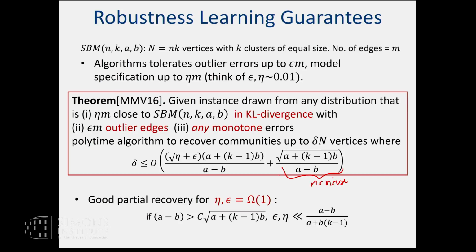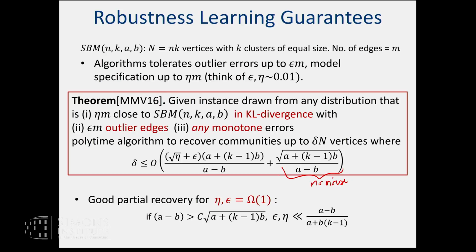I'm not going to go into exactly what this form is, but the thing that I'd like to point out is that if there is no noise, this is the dependence of the recovery guarantees with respect to A and B, and these are the guarantees that you would also expect in the no noise setting. So it's very comparable to how much you can recover even in the no noise setting.